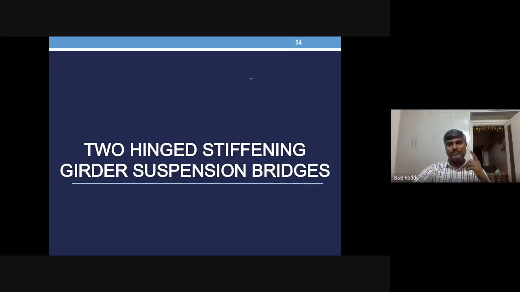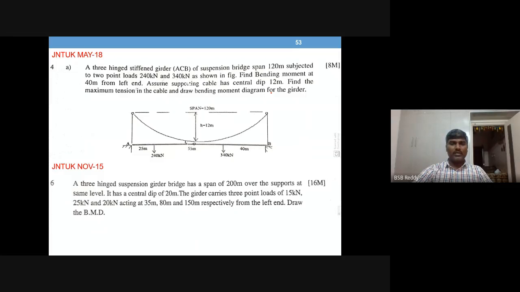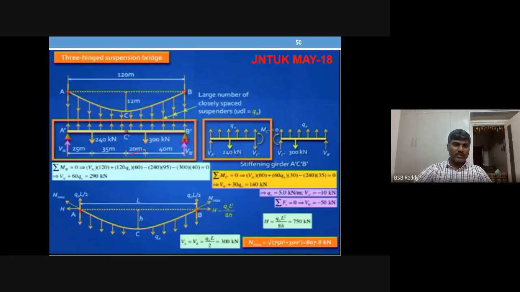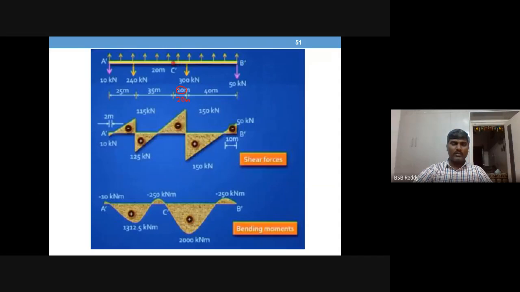So we have taken a three-hinged suspension girder where you have three unknowns. If you see the free body diagram of that, there are three unknowns. One is Q naught, another one is VA dash, another one is VB dash. There is a correction here. This is not 10, this is 20. Please correct it. It is actually 20 meters, and in this it is shown as 10.